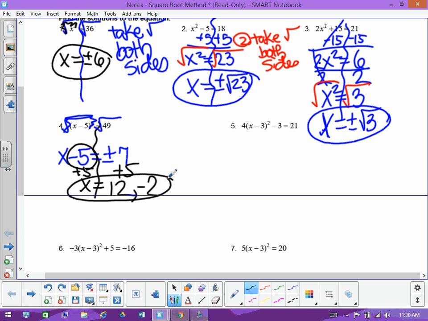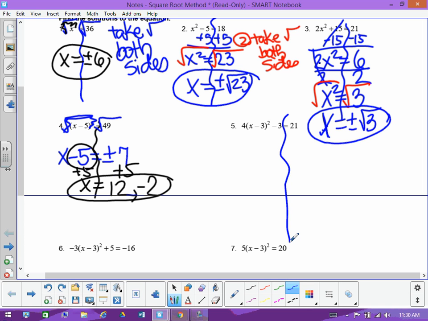If I looked at that picture, we would have something that looks like this. We would have a negative 2 and a positive 12. That's what we're looking for. Okay, so let's try 5.